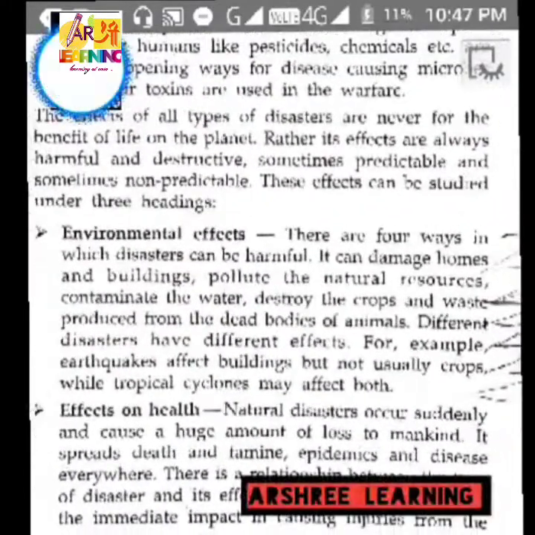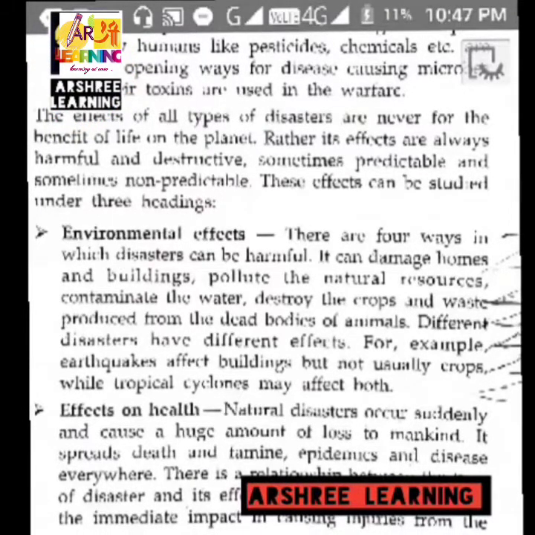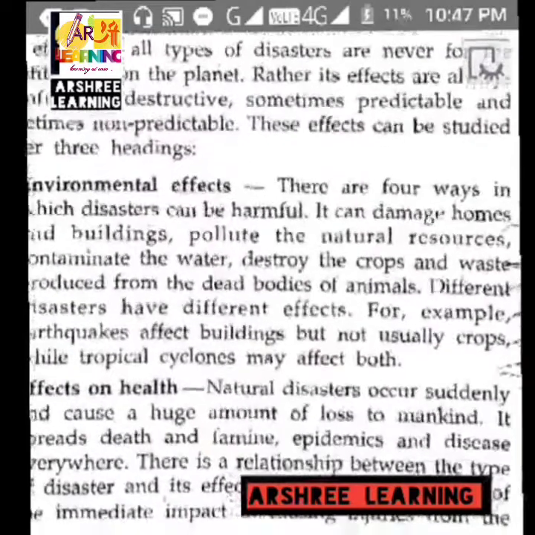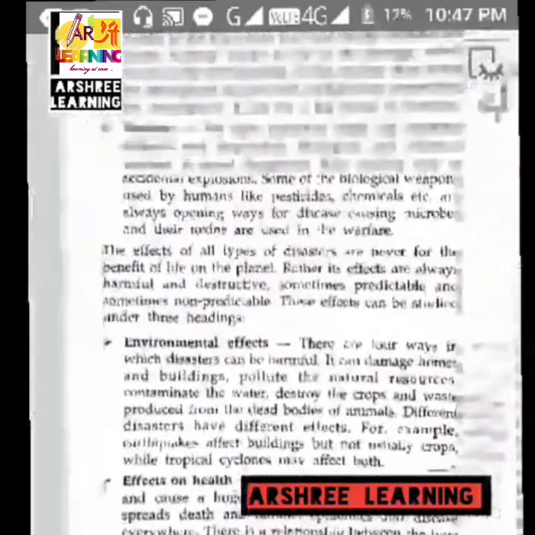Whenever there is a disaster, animals and human beings will die and decompose, and they can spread poisonous substances, so such a disaster will affect the water. If any chemical is released, it will make the water poisonous. It will affect health. Natural disasters which occur suddenly cause a huge amount of loss to mankind. They spread death, famine, epidemics and disease. So there is a relation between the type of disaster and its effect on health.